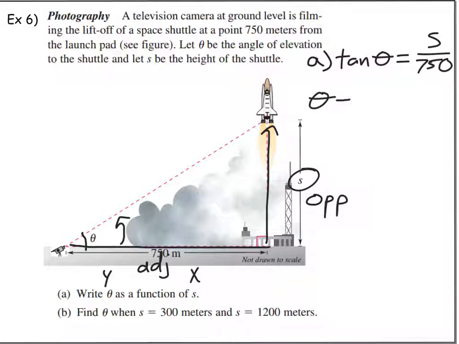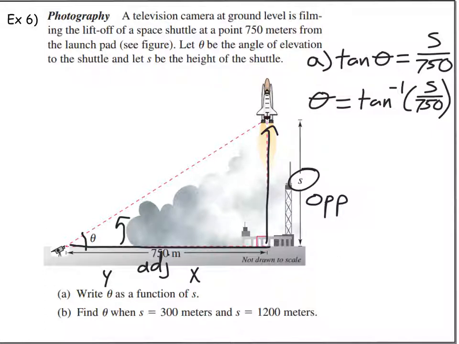That would cancel the tangent, and then I'd have to do it to the other side. And I would get inverse tangent of s over 750. And there you have it. Okay, a tricky little derivation, but not a long one.